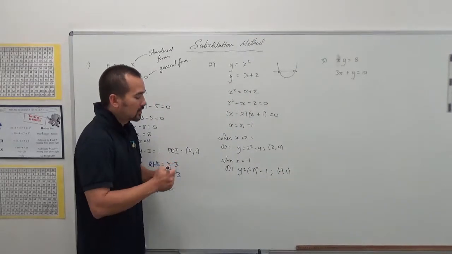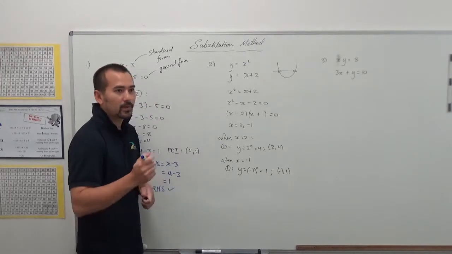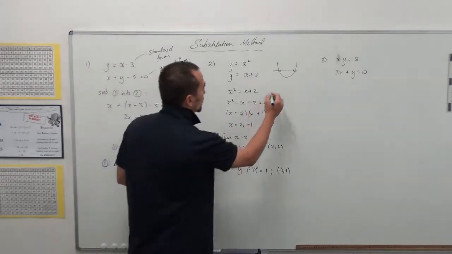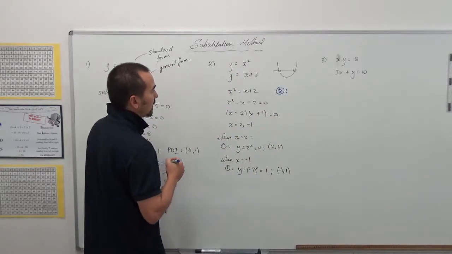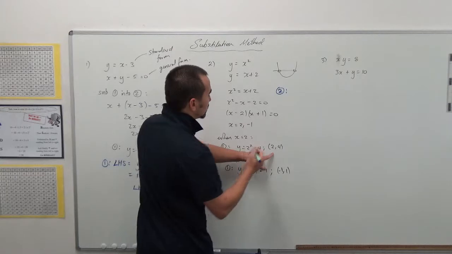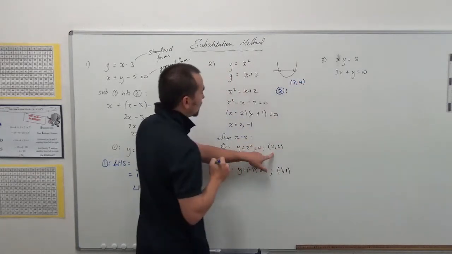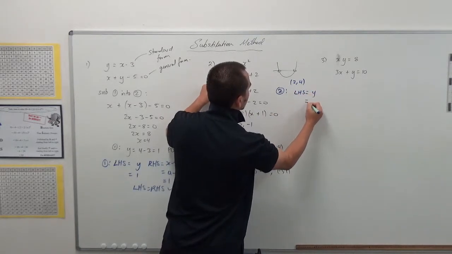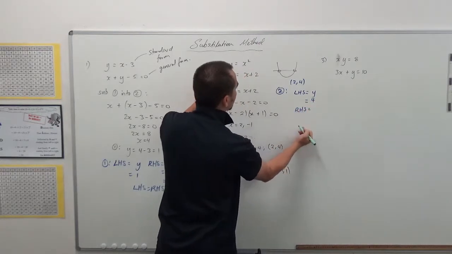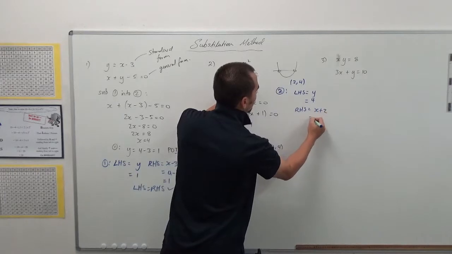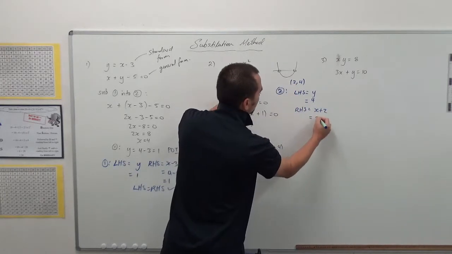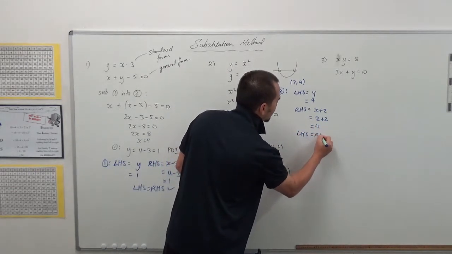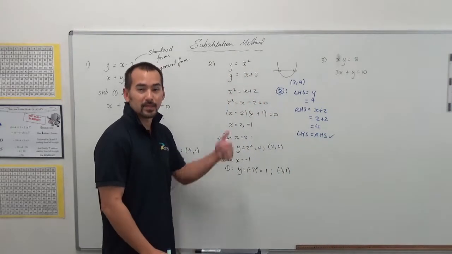Okay? So if we do a check now, we actually have to do 2 checks. I used equation 1 to solve, so let's use equation 2 for our check. And we're going to check the first coordinate 2, 4. Alright. Equation 2 says left-hand side is equal to y, which is 4, and the right-hand side is equal to x plus 2, which is 2 plus 2, which is 4. Yay. So left-hand side is equal to right-hand side. We did it right. That was the first solution.